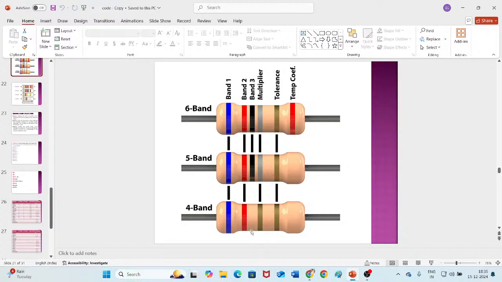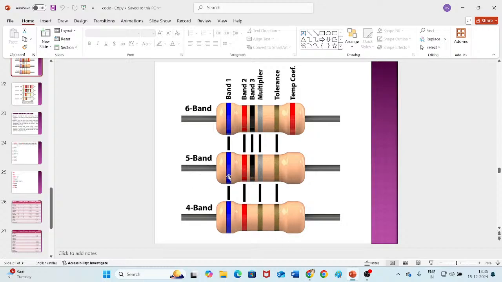I have compared three resistors. You can see a 4 band resistor, a 5 band resistor, and a 6 band resistor. Here you can compare them. For 4 bands, the first two are the digits, the third one is the multiplier, and the fourth one is the tolerance.